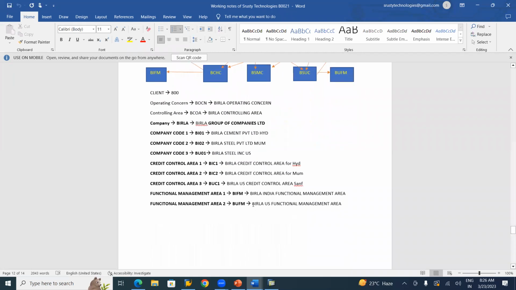And we have one more company code, for the US company. We have taken it as BU01, Birla US company code. They deal with Birla Steels. It is a US company, so they won't call it private limited or public limited. They will call it an incorporation, which is the US term. And we have credit control as per the structure.